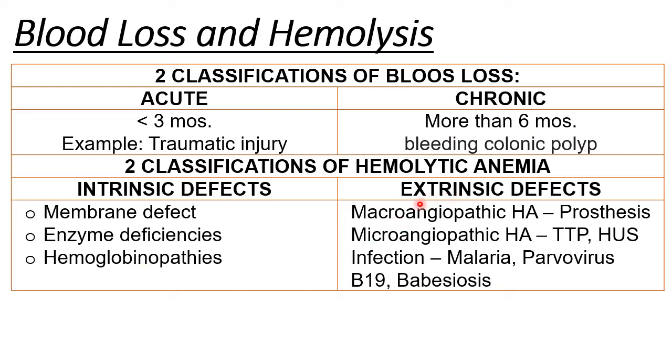Extrinsic naman may be caused by macroangiopathic hemolytic anemia. Macro means big, angio means vessels. So, big vessels ang involved dito. In contrast with microangiopathic hemolytic anemia, maliliit na vessels ang involved dito.